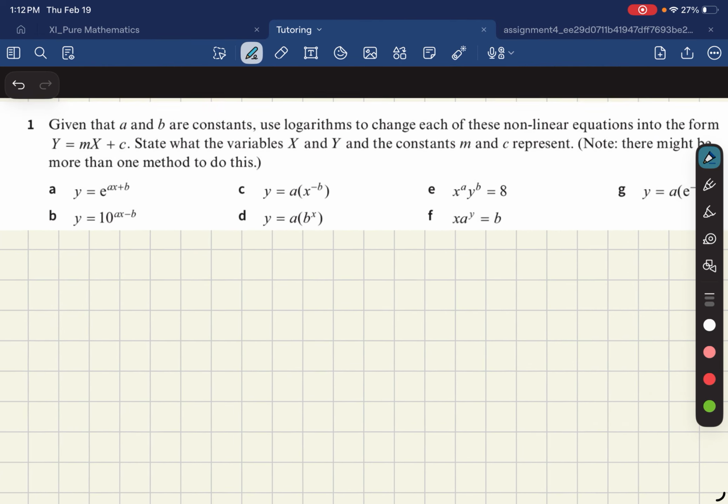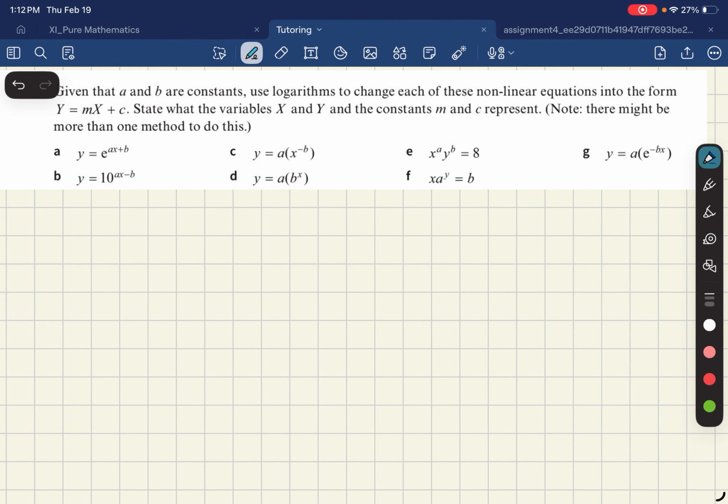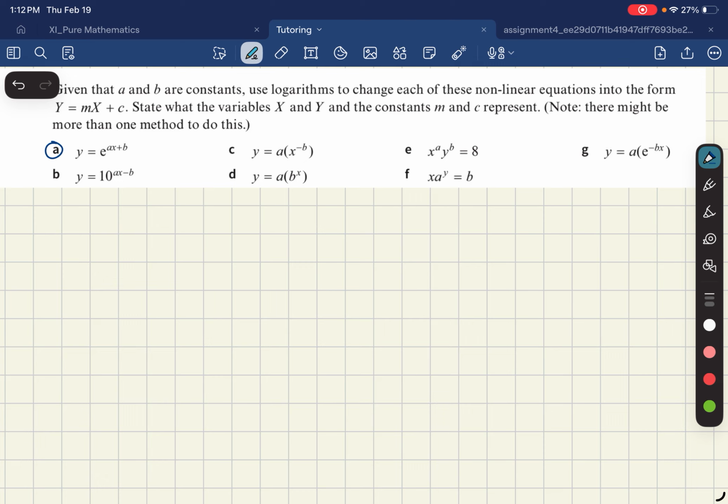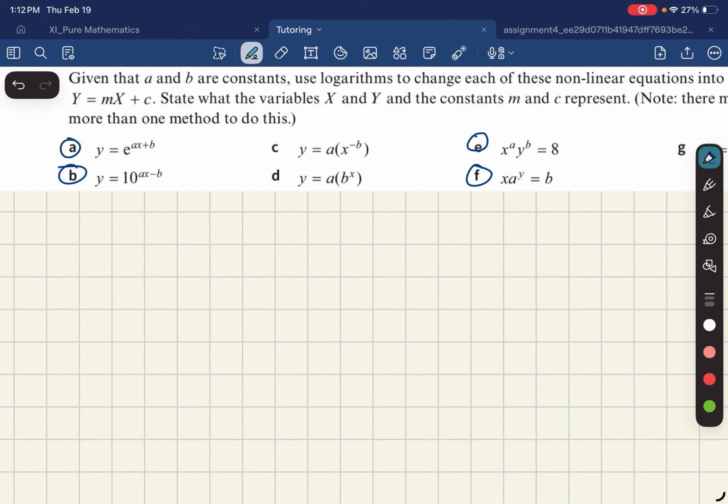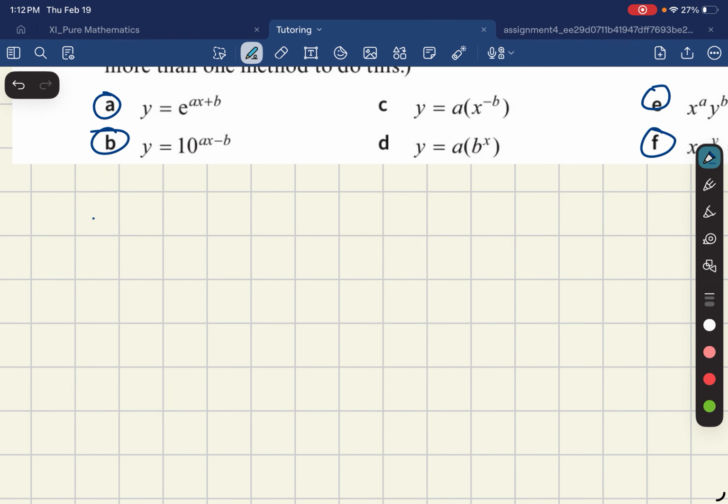Okay. So given that a and b are constants, use logarithms to change each of these nonlinear equations into the form y is equal to mx plus c. State what the variables x and y and the constants m and c represent. I won't do all of them. b looks exactly the same, except because you have 10 here, you might want to take log base 10. So let's do a, b, e, and f. I think that should be enough. I'll leave c, d, and g to you. So y is equal to e to the power ax plus b.